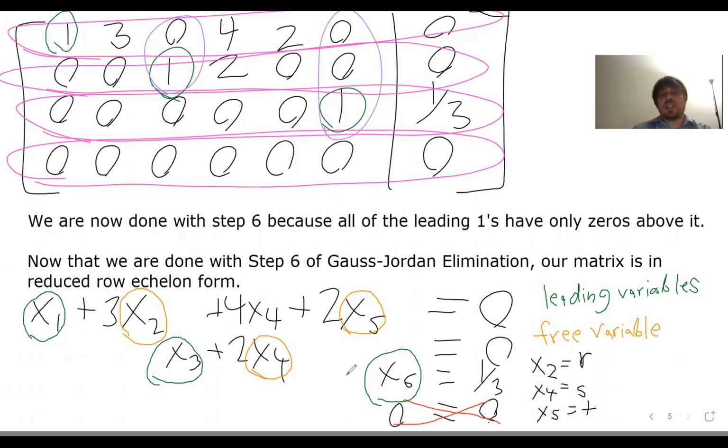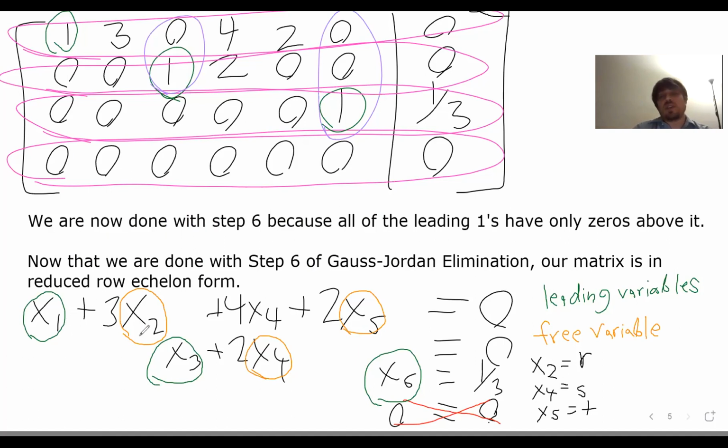And then for each leading variable, we solve for it in terms of the free variables. And then we substitute the free variables for the parameters we assigned to them. So if you'll notice, the only other variables in the equation for x1 are free variables. x2, x4, and x5 are free variables. x3, which is a leading variable, the only other variable in its equation is a free variable, x4. And x6 doesn't have any other variables in it.